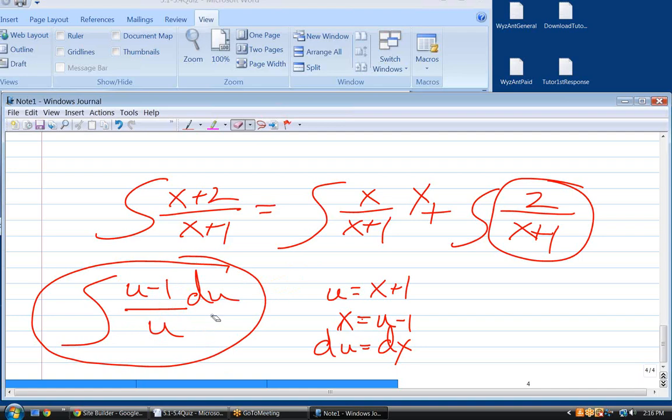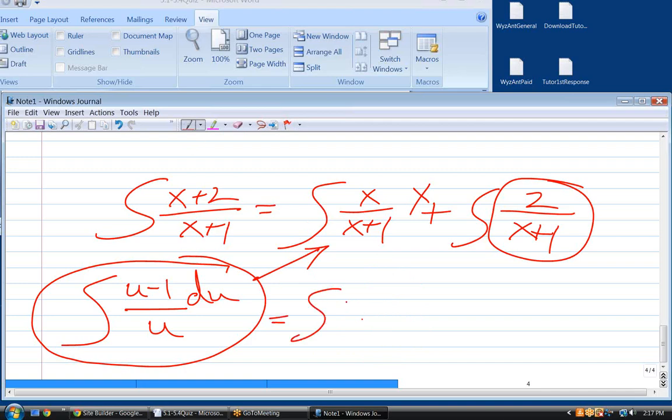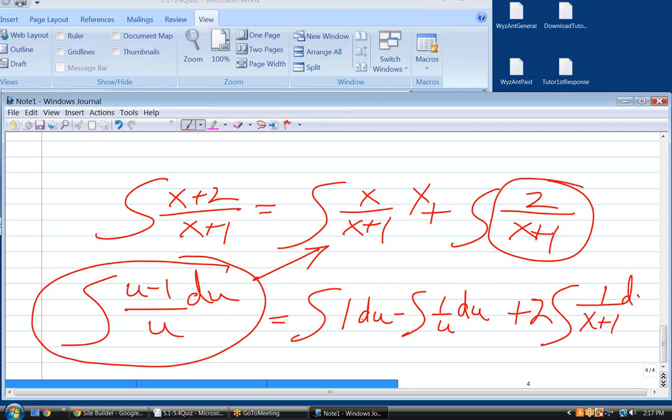So, this basically is the same as that part because of this here. So let's solve that part here. So this is equal to the integral of 1 du minus the integral of 1 over u du, and plus this part over here, plus the integral of 1 over x plus 1 dx.